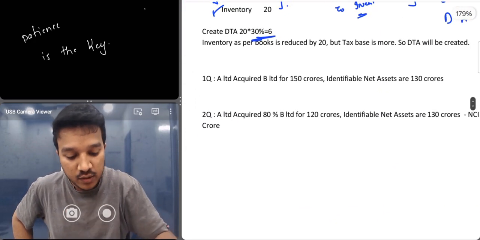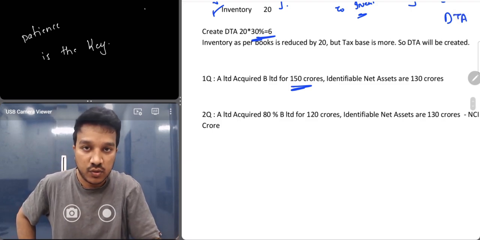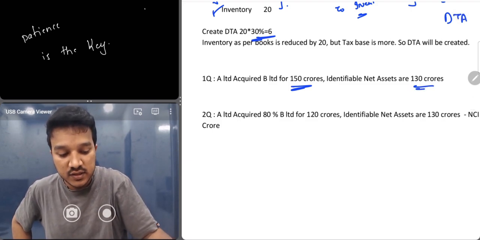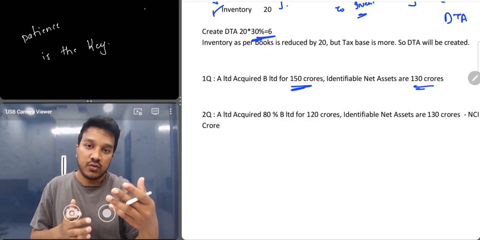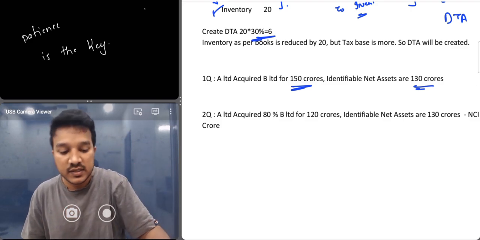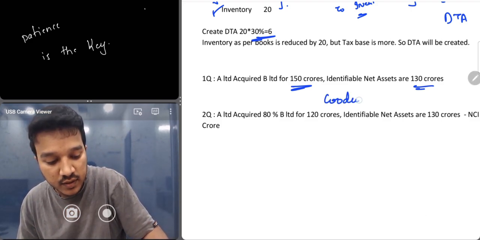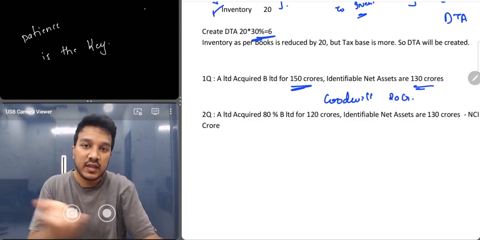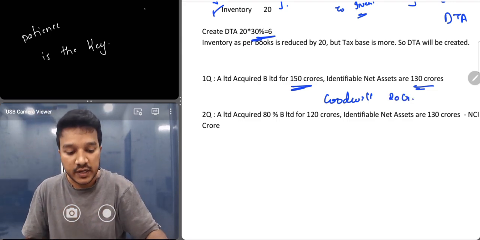लेट्स गो. A Limited acquired B Limited for 150 crores. Okay, identifiable net assets is 130. I paid 150 crores and I got goods, like I got assets of 130. मतलब there is a goodwill element of 20 crores. ठीक है, I paid more than what I got, तो goodwill 20 crores.